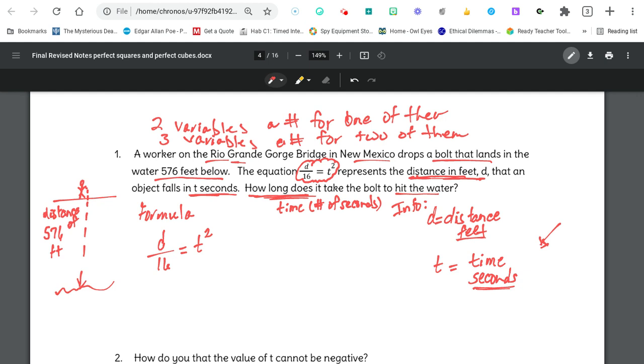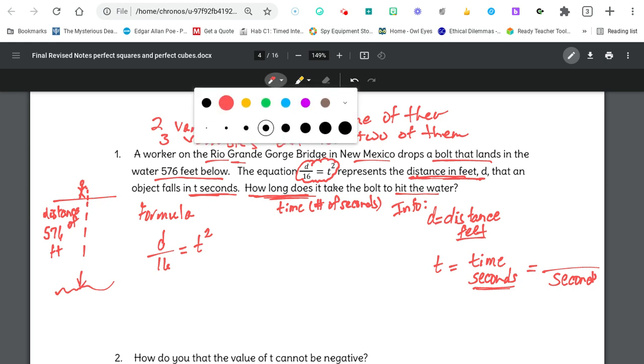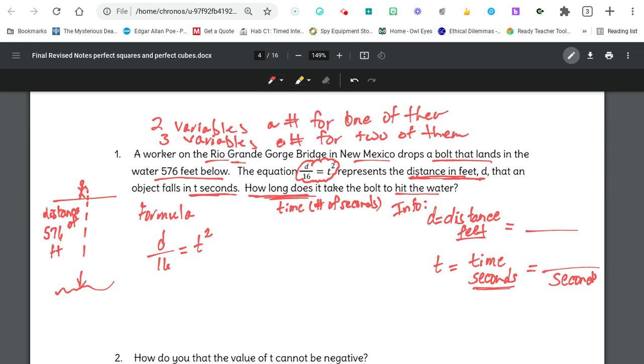Okay, so I am looking for time. So I'm trying to figure out how many seconds, which means they gave me a number for distance, or the letter d. So let's go back up and see what distance the boat fell. The boat fell a distance of 576 feet. And it's over here when I drew my little illustration. So although you have two variables, they gave you a number for d. The number for d is 576. And we just solve for t.